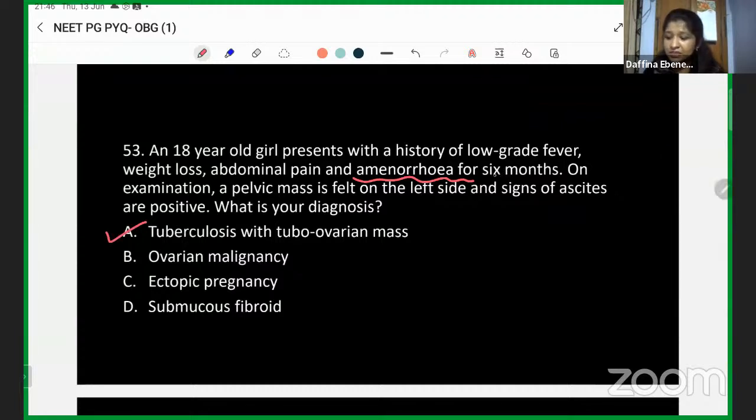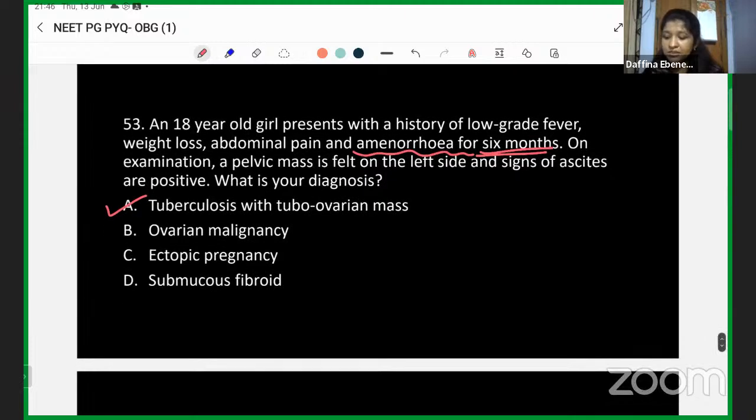But this history of 6 months and this history of amenorrhea points more towards tuberculosis with tubo-ovarian mass. Very rarely can it be an ectopic pregnancy or a submucous fibroid. If it is an ectopic pregnancy, with amenorrhea present for 6 months, it would have ruptured and presented with hemoperitoneum. So that is not the diagnosis. Submucous fibroid, you should have some menorrhagia or any other AUB component, which is not there.